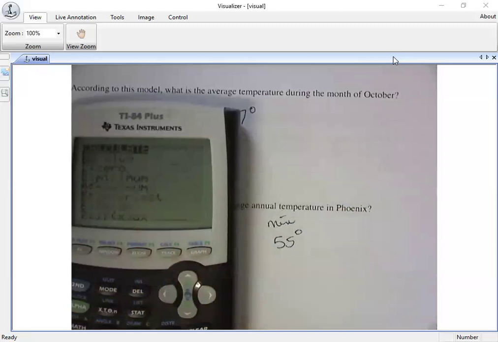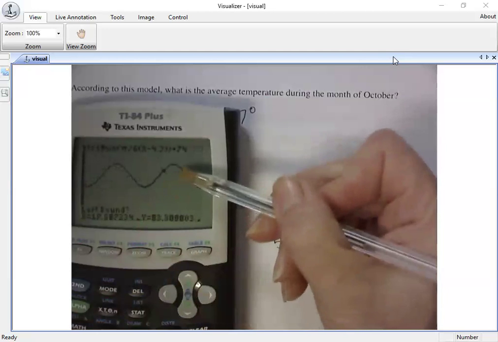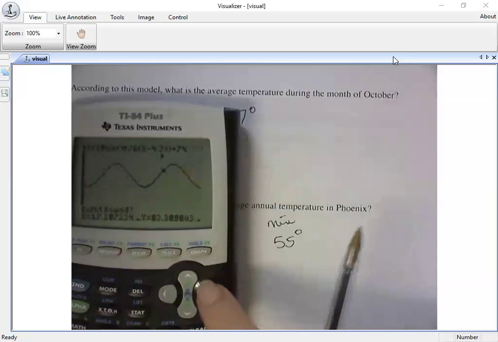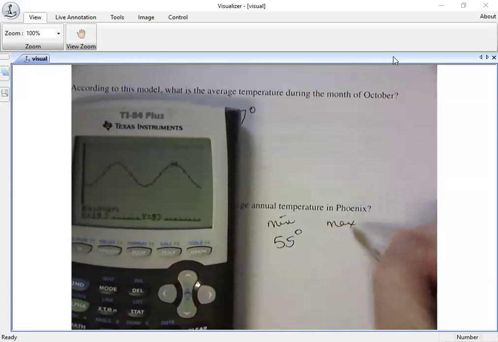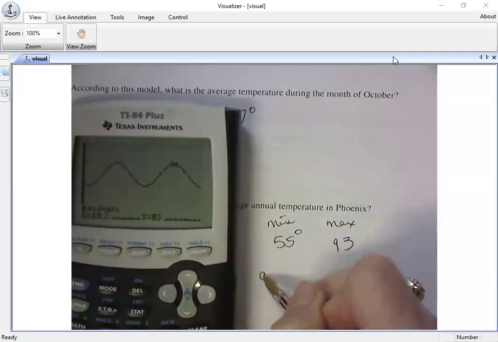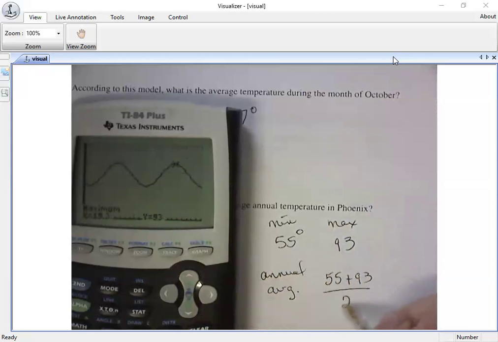We could do the same thing there. This time, I want to be to the left of the high point, and I'm going to hit enter. And then I'll go to the right of the high point. By the way, you won't have to do this on a test. I'm just showing you how you could use the graph to help you out. If I hit enter for the third time, look at that. That's going to be a max of what? 93. So if I were to come up with the annual average, I would want to take 55 plus 93 divided by 2, and that's going to be about what?